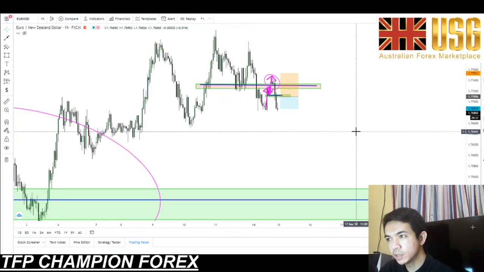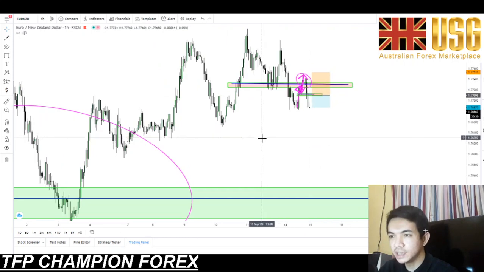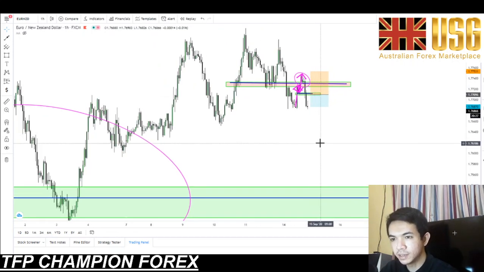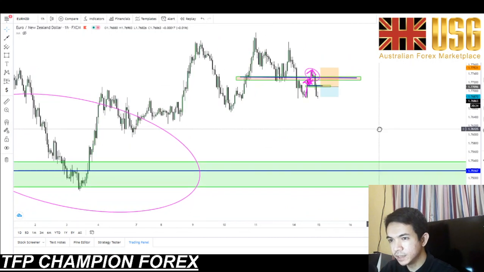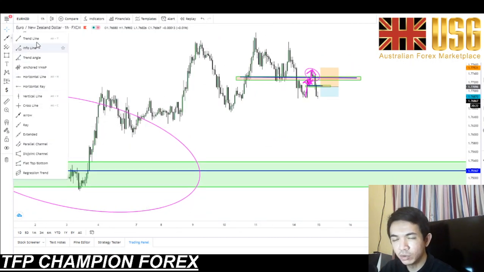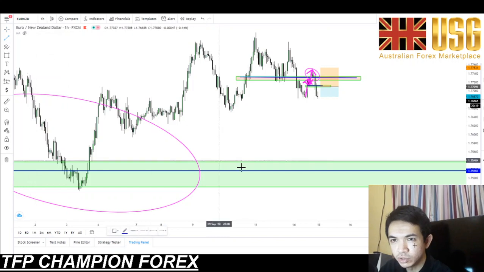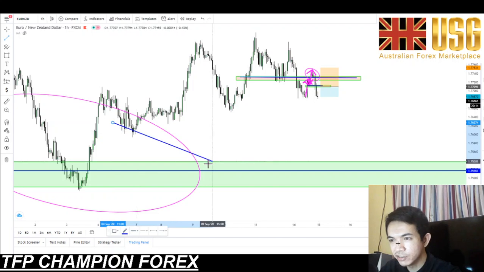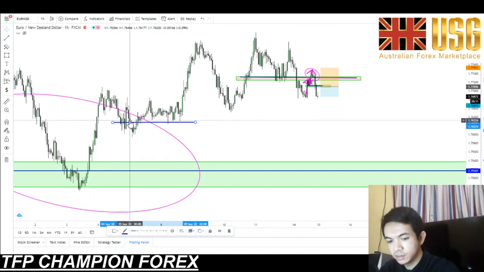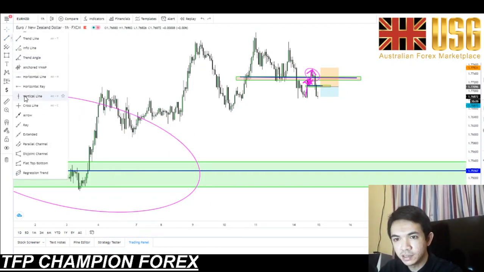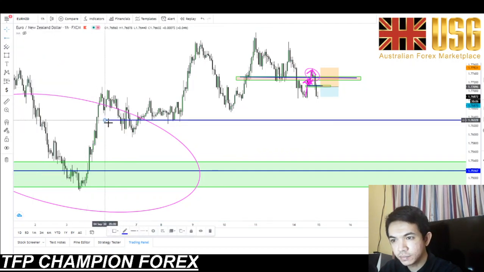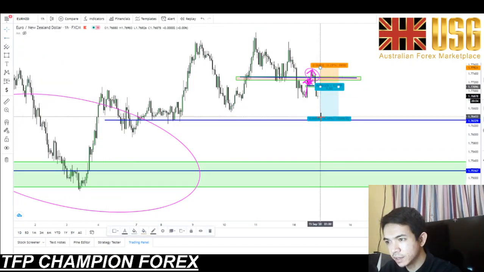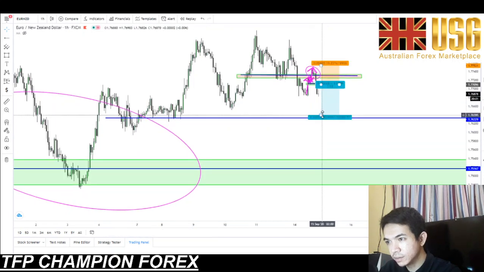Alright, so H1 is telling us to sell. However, daily is telling us to buy. So, which means I can sell this market within H1 time frame. Alright, so definitely, if I want to sell this market, I can only limit myself within H1 zones. So, where is my next significant support? Definitely, it is here, right? So I can sell this market until here, right?